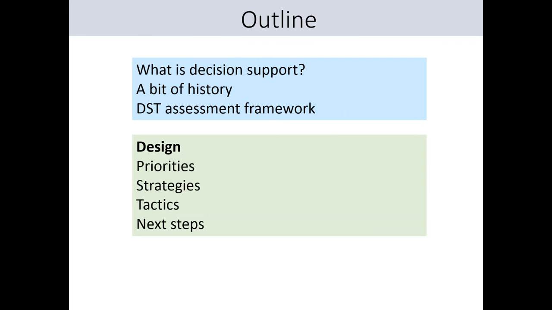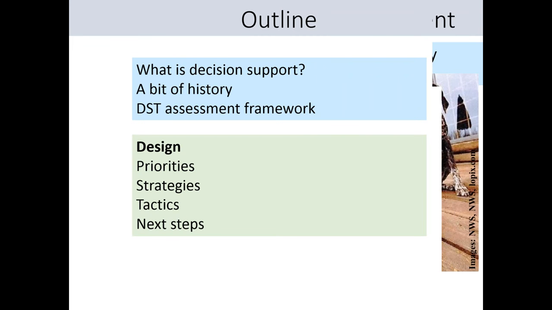So here's the outline. I'm going to talk a little bit about decision support and what it is, give a little bit about my own history, talk about how this fits within the assessment framework under the CIRC 2.0 project, and then we'll get down to the meat of the talk about the priorities for design and strategies and tactics, and then we'll finish up with some open-ended questions for next steps.